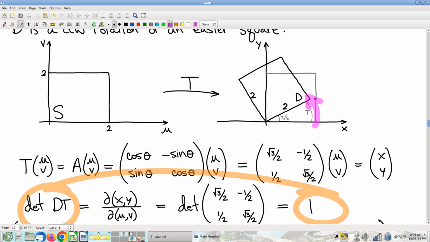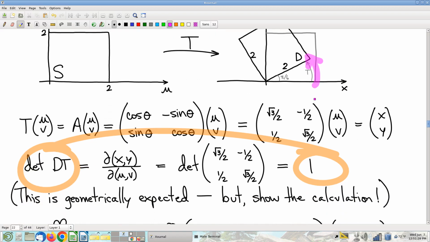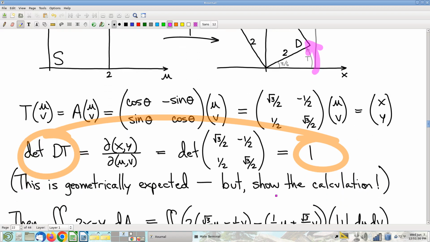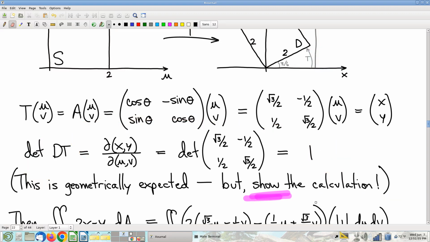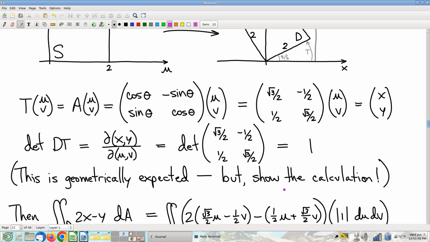Okay. A minor side note: even though this is geometrically expected, you do have to show the calculation. So think of this as an opportunity. If you end up doing a rotation as a change of variables function in your own work, consider the fact that the stretching factor should be 1 as a nice little confirmation that you did your calculation right. But you do still have to do it. Okay, and it's all over but the shouting.